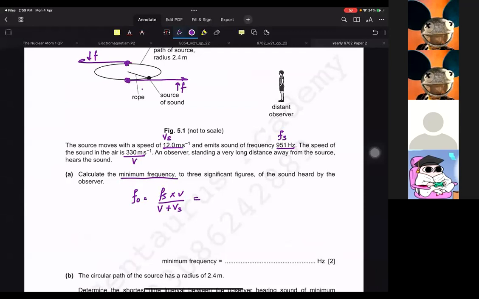Now what I do, this is 951. The speed of sound was 330. This was 330 plus 12. So let's do this.